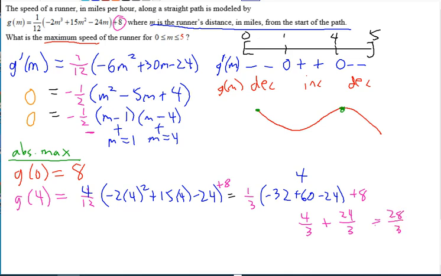And the units here, notice we plugged into G, and G is the speed in miles per hour, so this would be miles per hour. Oh, we have to see which one's greater for the maximum. Notice 3 goes into 28 9 times, it gives you 27 and 1/3, which is bigger than 8 for a G of 0. So we can say the maximum speed is either 28/3, or you could write it as 9 and 1/3, and the units would be miles per hour.